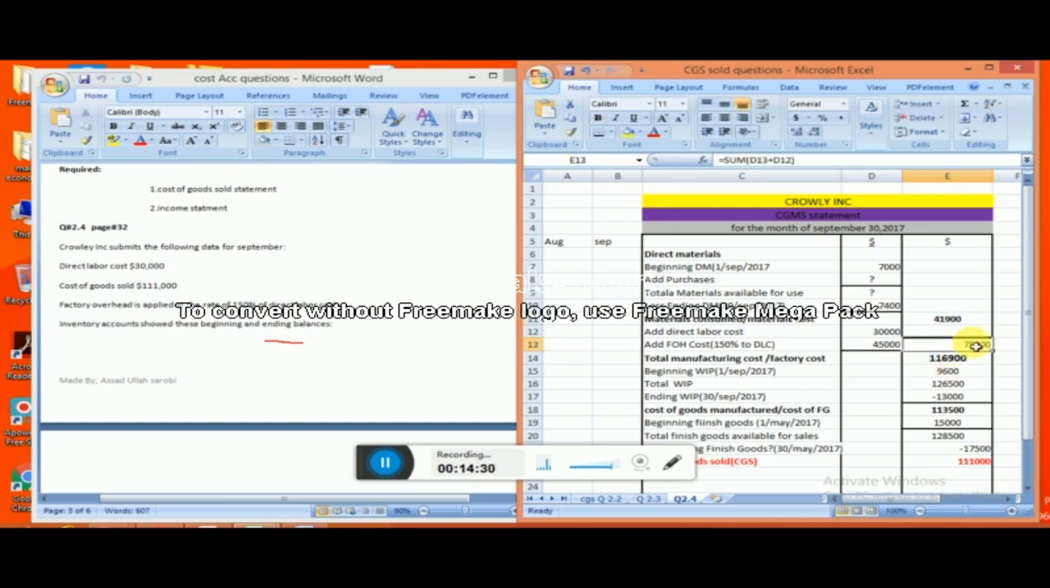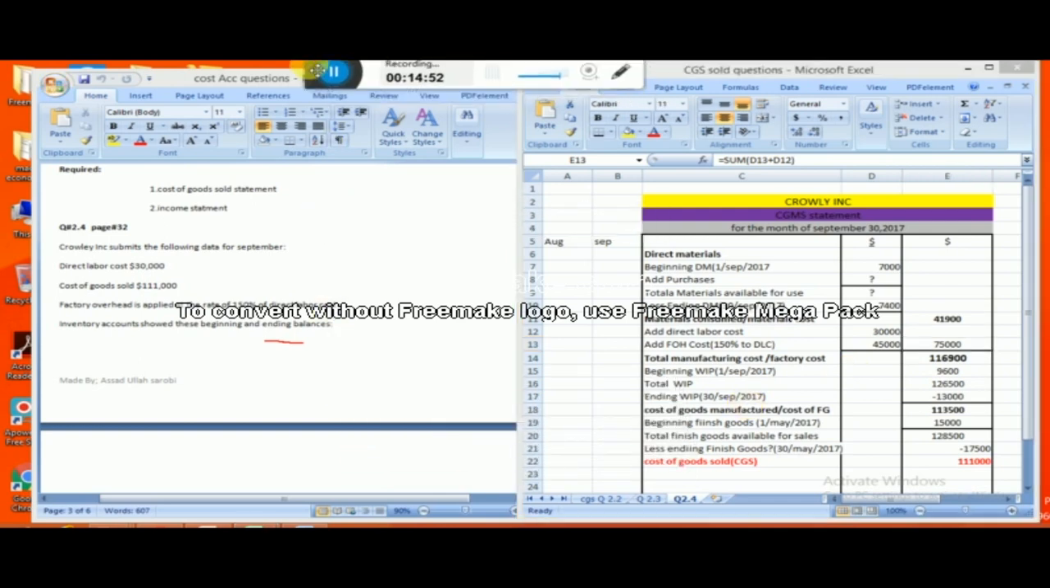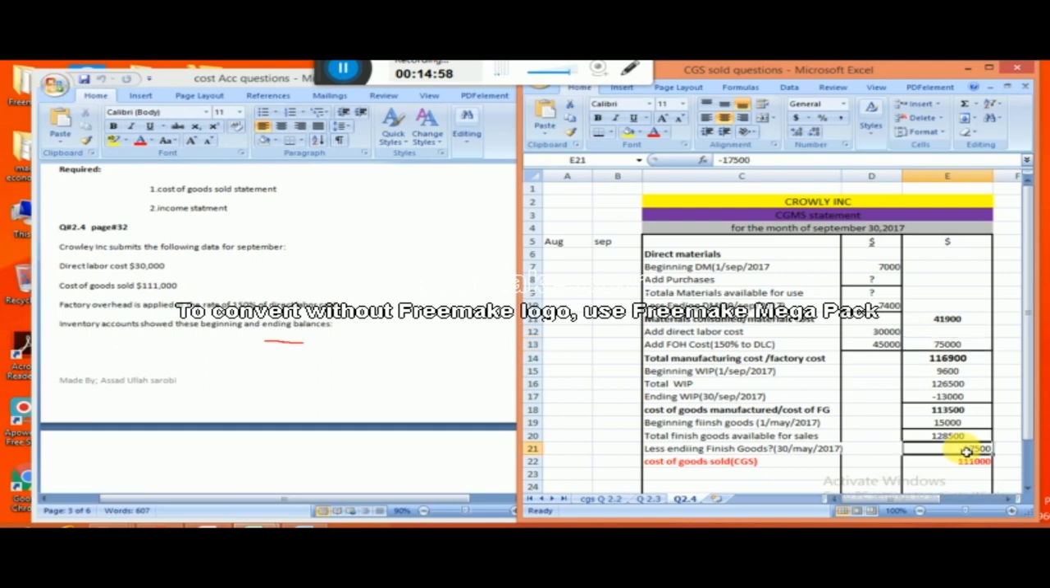How do I find this 41,900? Locate from 1,16,900, I subtract the 75,000. And what is the difference? That difference is 41,900. So if we add these 41,900 and 75,000, again that is equal to 1,16,900. The answer will be 1,16,900. Clear?